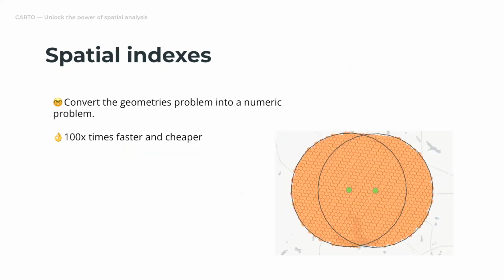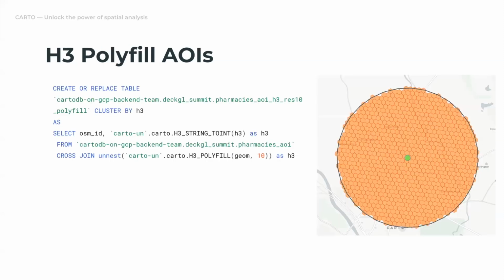But how this problem can be solved is to convert it into a raster problem. And how do we do a raster problem inside of a database? It could be done using spatial indices. So the first thing that we do is convert the geometries into numeric things. And how do we do that? We create a polyfill using S3. So basically what we do is convert this geometry using this function.